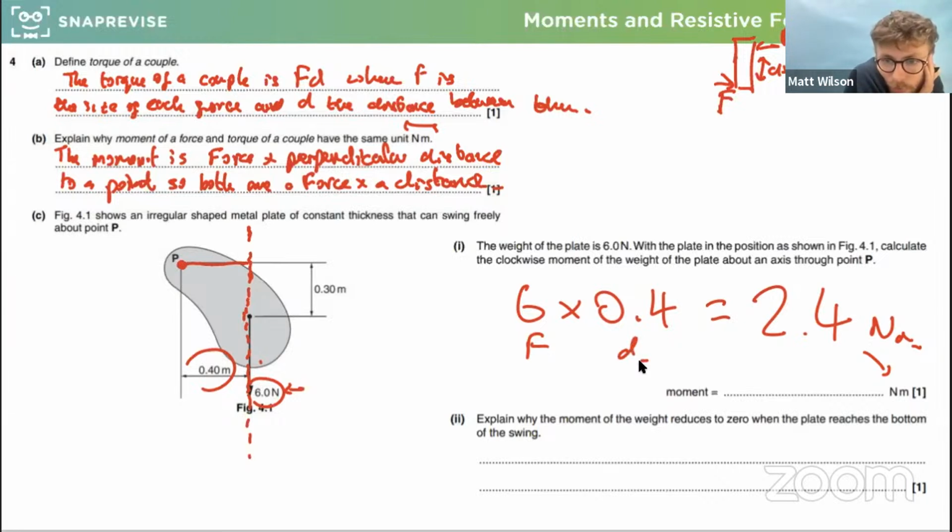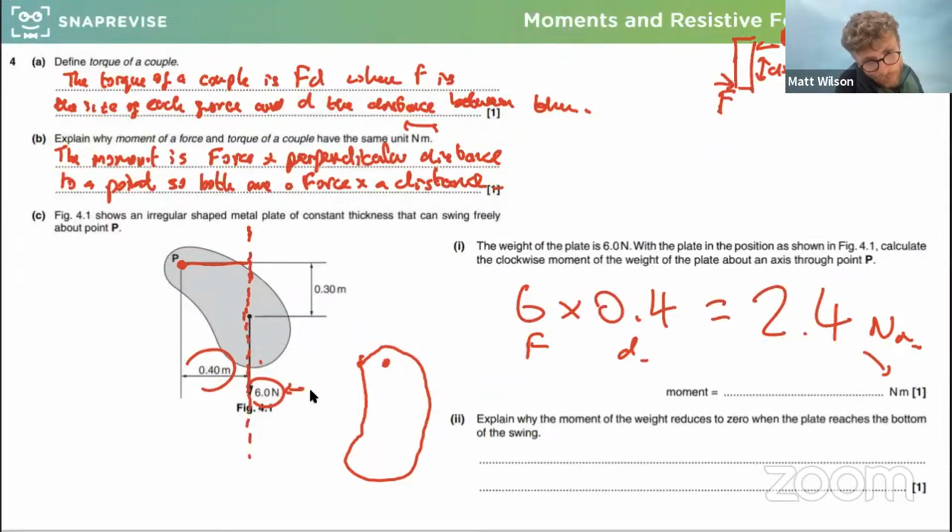Explain why the moment of the weight reduces to 0 when the plate reaches the bottom of the swing. Okay, let's draw this because I don't think it's immediately obvious at all. It's hard to draw, but I think it would look something like this once it's swung to the bottom. The point is, when it reaches the bottom of the swing, this center of mass that they've drawn here is at the lowest point.